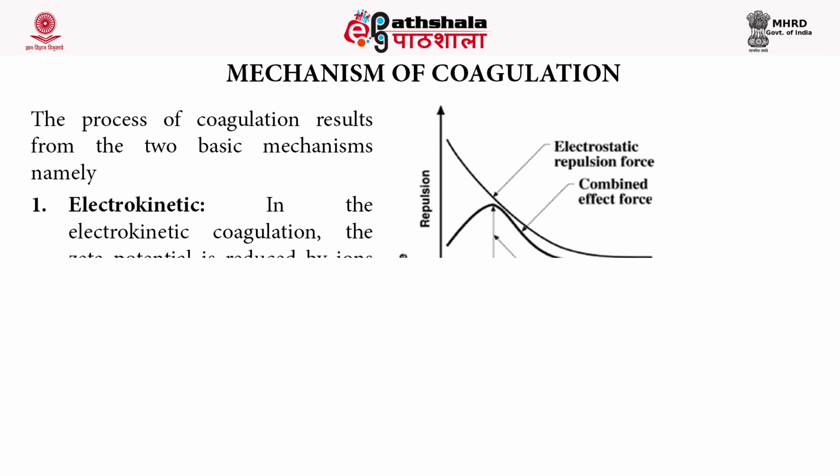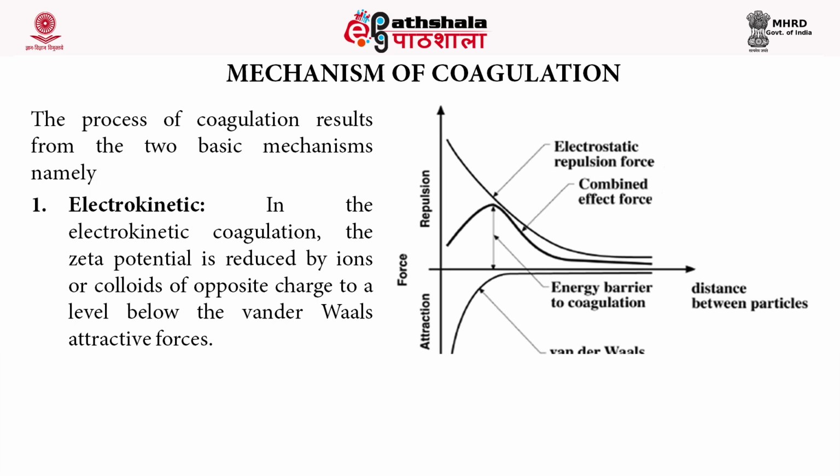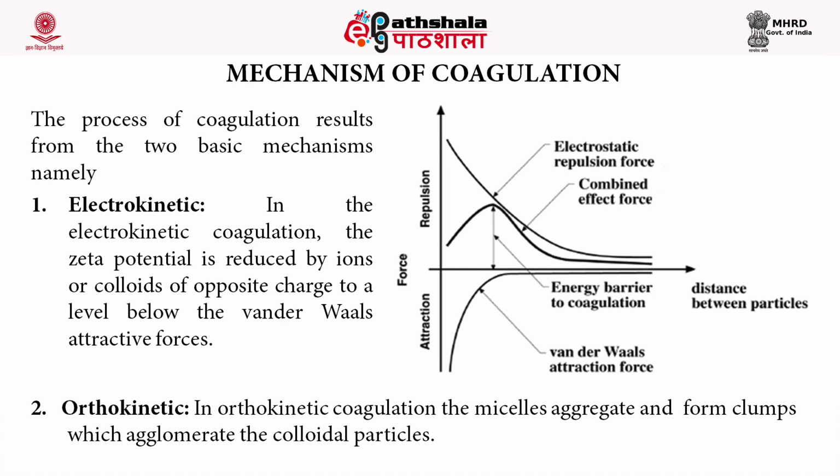The process of coagulation results from two basic mechanisms, namely electrokinetic and orthokinetic. In electrokinetic coagulation, the zeta potential is reduced by the ions or colloids of the opposite charge to a level below the van der Waals attractive forces. While in orthokinetic coagulation, the micelles aggregate and form clumps which agglomerate the colloidal particles.